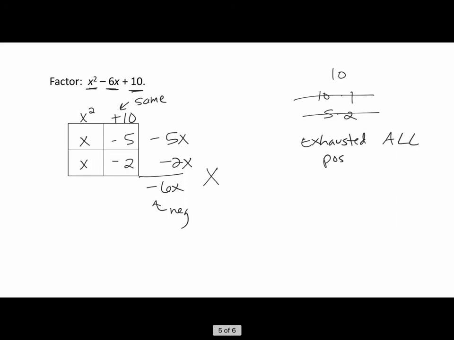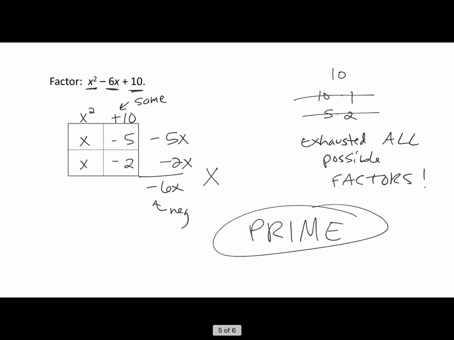What am I doing? I can't spell possible, can I? If none of the factors work, then that means we can say something special about this polynomial. And that is that it's prime.